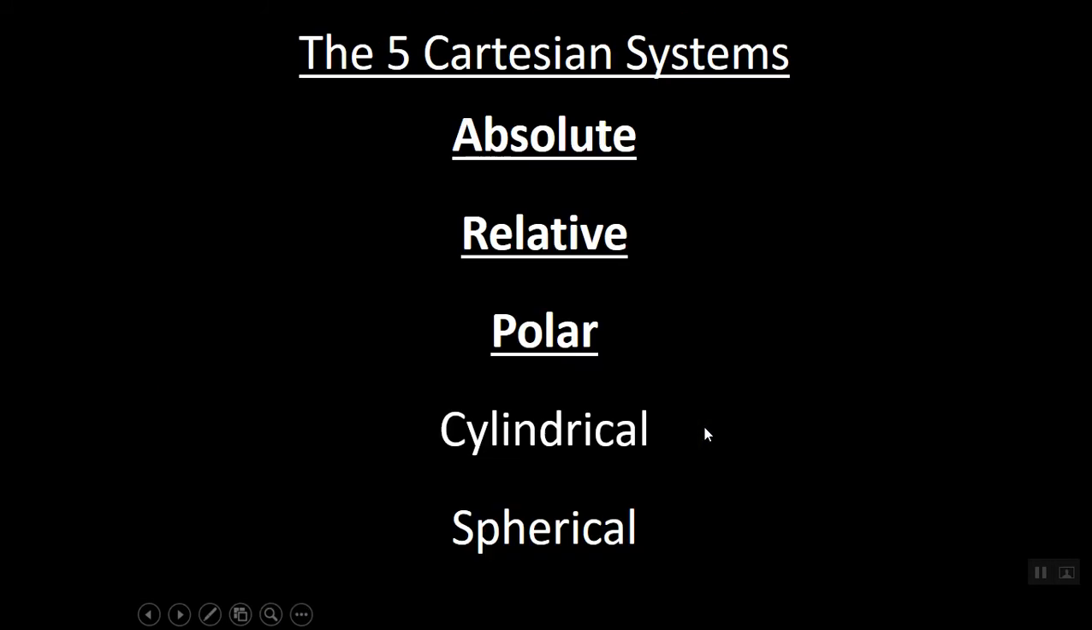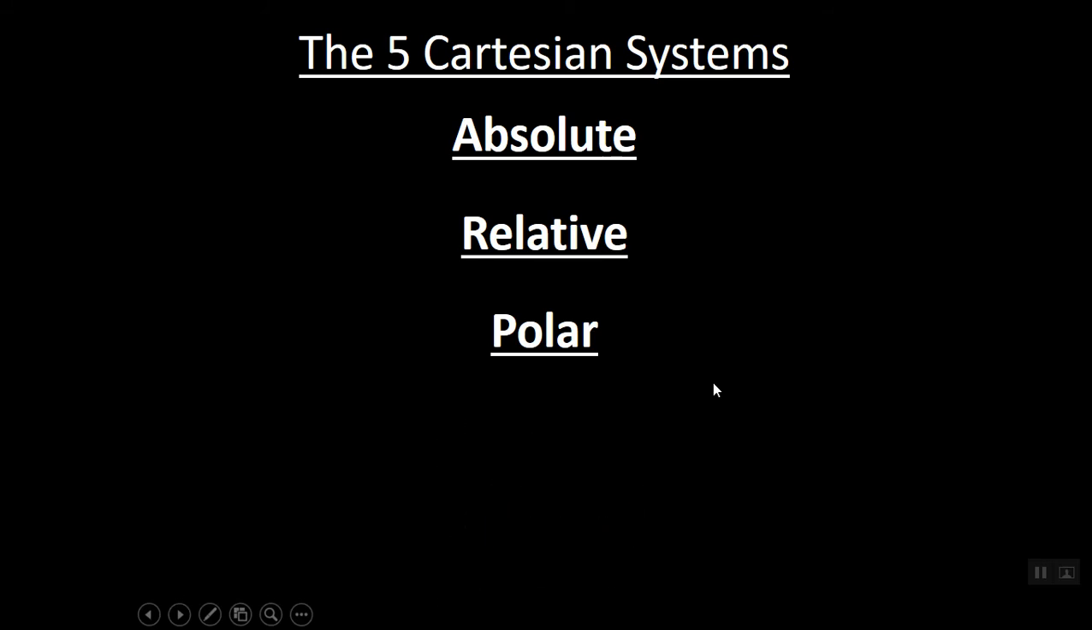Coordinates. So there are 5 coordinate systems that we're going to discuss. The first one is called absolute. The second one is called relative. The third one is called polar. And then there are 2 more, but those last 2 are 3D coordinate systems. We're not going to use them, so we're going to just forget about them. We're going to talk about the first 3 in our class.